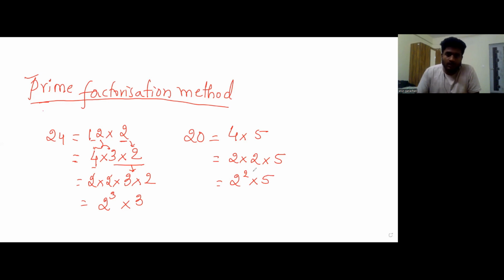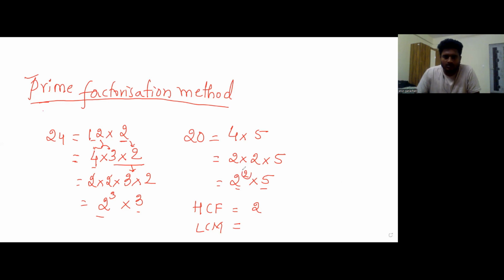Okay. Now, how to find HCF and LCM using prime factorization method? See. HCF, LCM. For HCF what we'll do? We'll select the common numbers. What are the common numbers between 2, 3 and 2, 5? What is common between both 24 and 20? 2 is common? Yes or no? Yes. 2 is common. And then we have to select the lowest power of 2. What is the lowest power of 2 between 2 and 3?